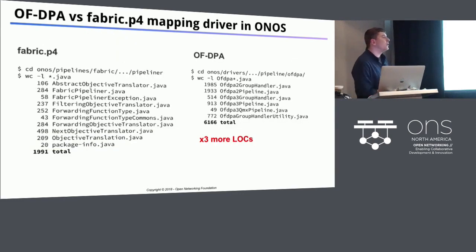And to give you an example of how this also simplified our life in ONOS, on the left I have the lines of code for the Fabric.p4 ONOS driver, and on the right, the one for OF-DPA. For OF-DPA, it's almost 3 times more lines of code. You might be asking, why do you need 2,000 lines of code for a one-to-one mapping between Flow Objective and Fabric.p4? That's because Java is known to be quite a verbose language.